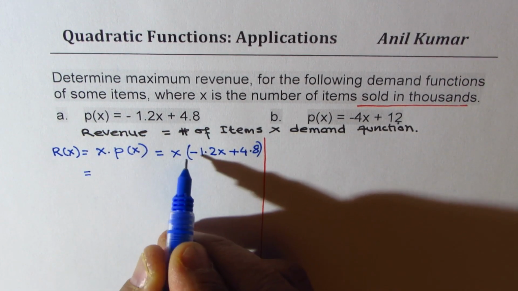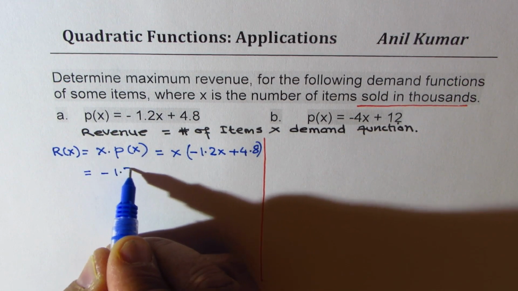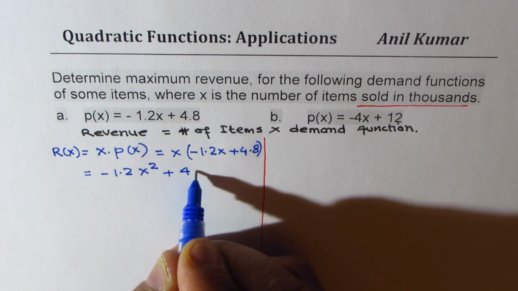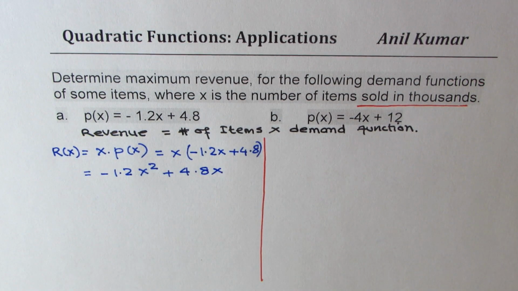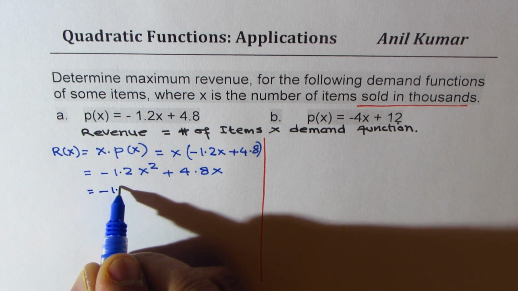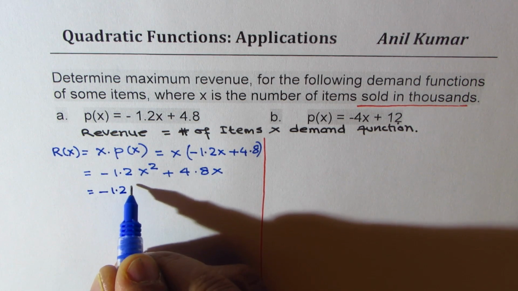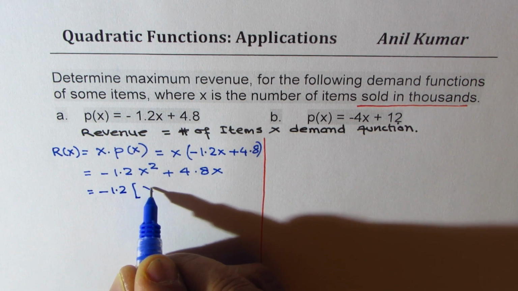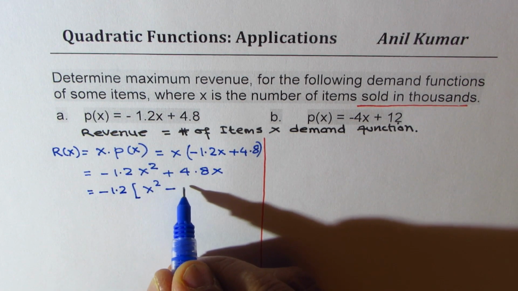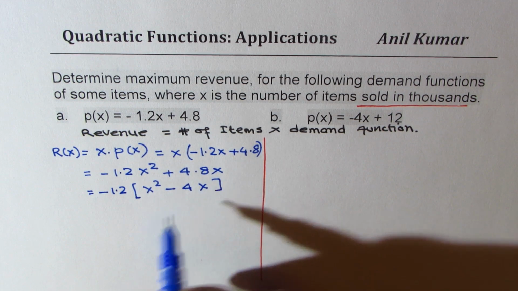Let's open the bracket. We get minus 1.2x squared, and here we get plus 4.8x. To get the maximum revenue, we could do completing the squares, or we could do other methods like partial factoring. We'll do completing squares for the first one. If I factor out 1.2 in the first case, I get x squared minus 4.8 divided by 1.2, which is 4, so we get 4x.